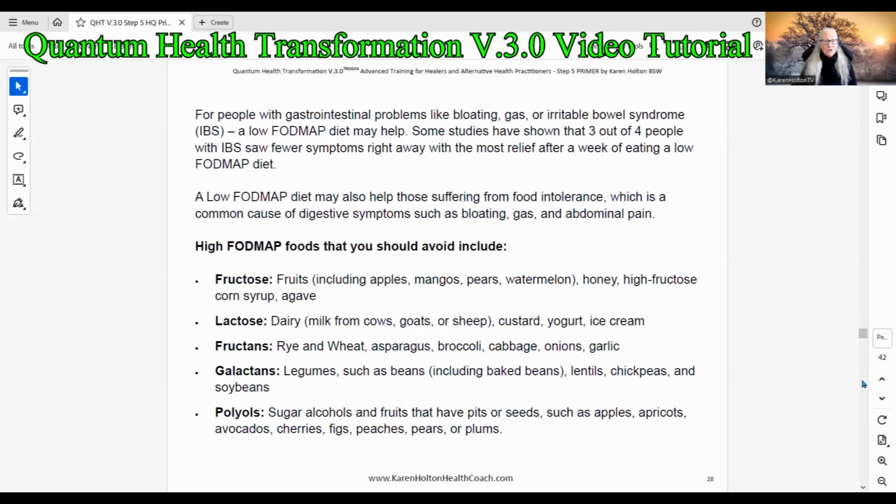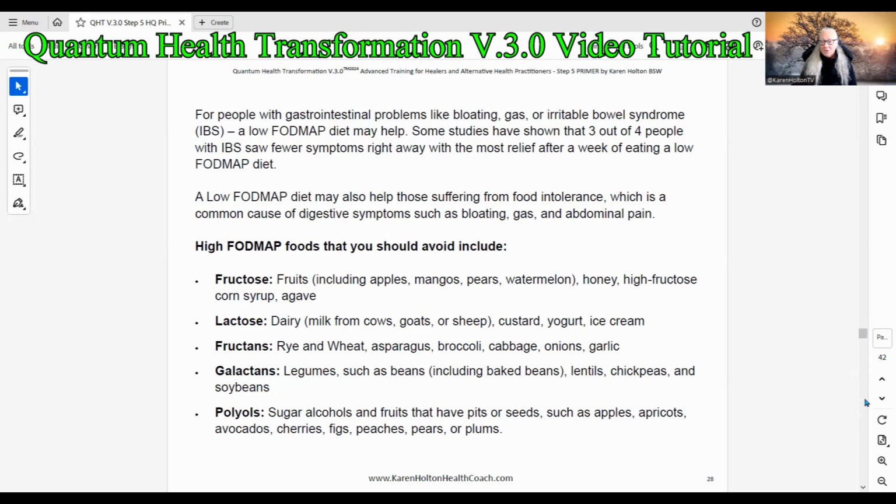For people with gastrointestinal problems like bloating, gas, or irritable bowel syndrome, or IBS, a low FODMAP diet may help. Some studies have shown that 3 out of 4 people with IBS saw fewer symptoms right away, with the most relief after a week of eating a low FODMAP diet. A low FODMAP diet may also help those suffering from food intolerance, which is a common cause of digestive symptoms such as bloating, gas, and abdominal pain.